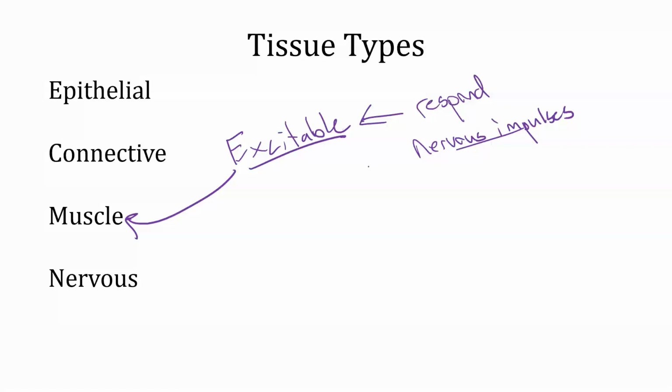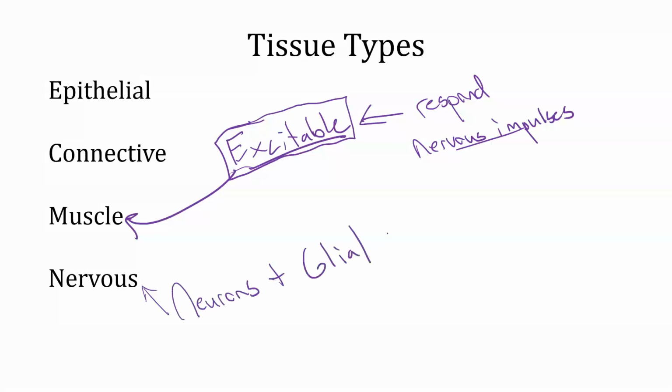Not all tissues that have neurons and nerves attached to them would respond in this way, but muscle is designed in such a fashion that it can respond to these changes in voltage, these little nervous impulses, so we call it excitable. And then nervous tissue is composed of these cells called neurons, and also a whole bunch of different types of support cells, which are collectively called the glial cells, and I'll show you specifically a little bit about what those look like.